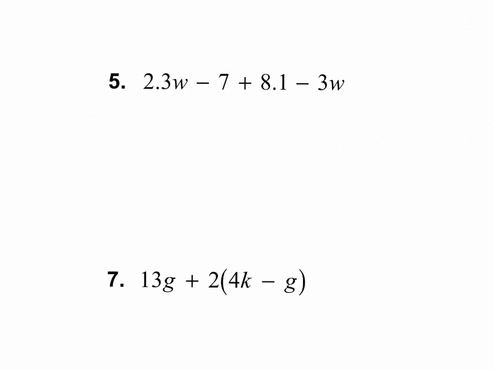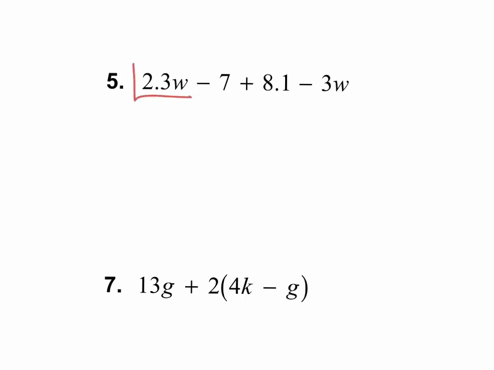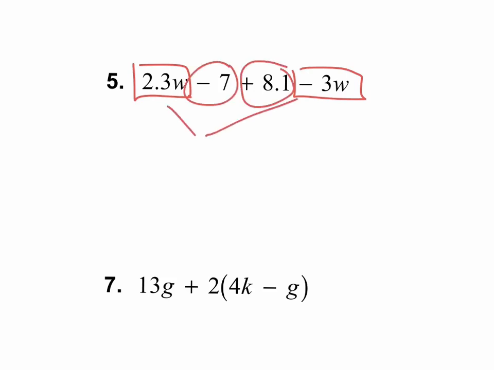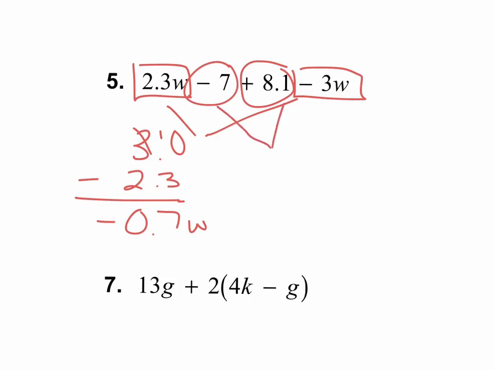Now let's keep going on number 5. Okay, so I have 2.3w, and I have a negative 3w that would go together. I have negative 7, positive 8.1. Okay, we combine our like terms. Negative 3, positive 2.3, opposite signs we subtract. So add a period, a decimal, and a 0. Subtract, borrow. And 3 is bigger than 2.3, so we keep the negative, and we keep that w there.